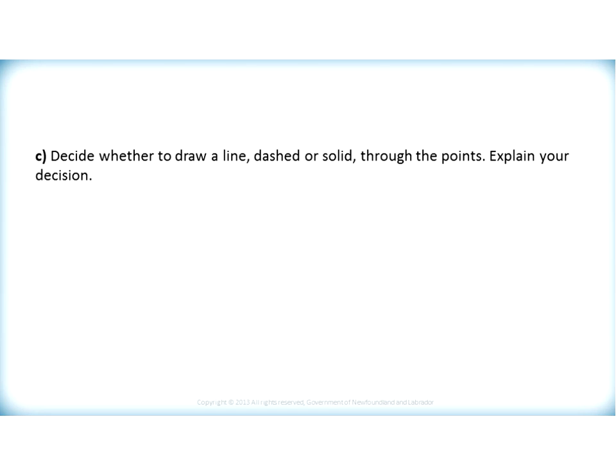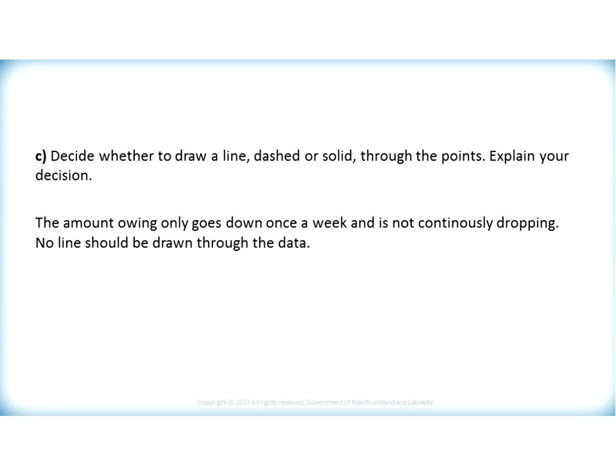Decide whether to draw a line, dashed or solid, through the points. Explain your decision. So in this case, should we draw a line through our data? The amount owing only goes down once a week. She only pays them $50 every week, so it happens once a week. It's not continuously dropping in value. So no line should be drawn through the data in this case.